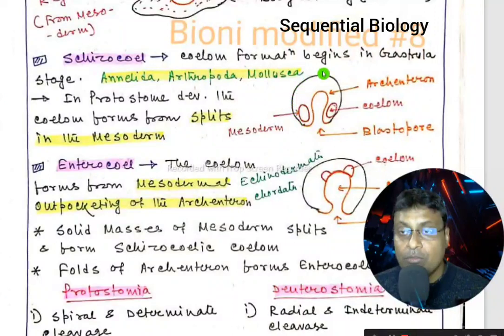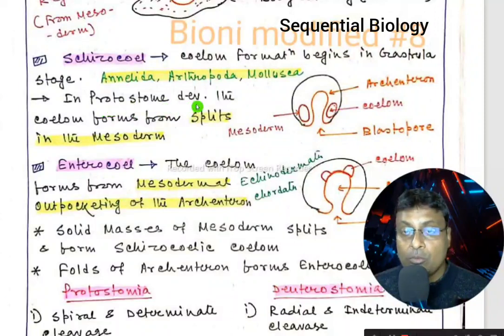Suppose this is the body wall, made up of ectoderm, and this is the gut wall. In the gastrula stage, this primitive gut is called the archenteron, and it has a blastopore, from which the mouth develops. Between the body wall or ectoderm and the gut wall or endoderm, there is mesoderm, and this mesoderm is split. This splitting of the mesoderm causes the development of coelom.